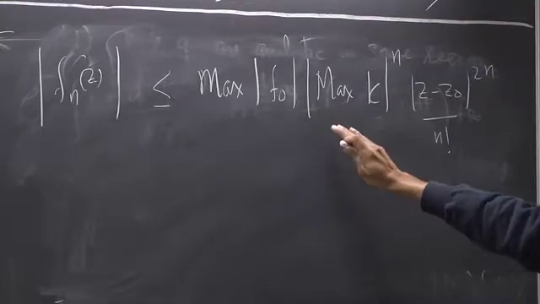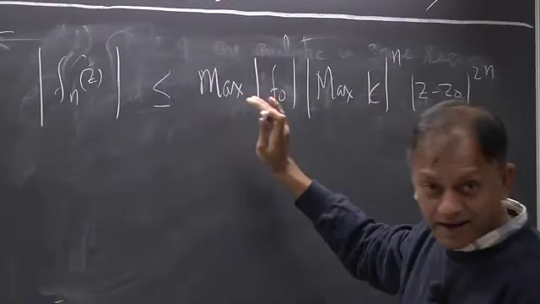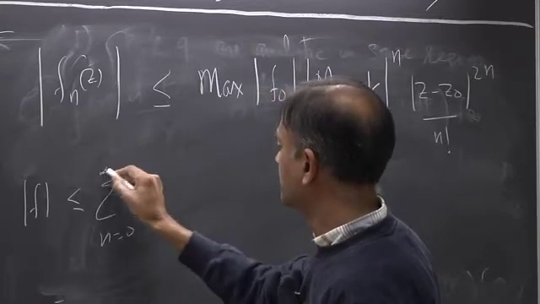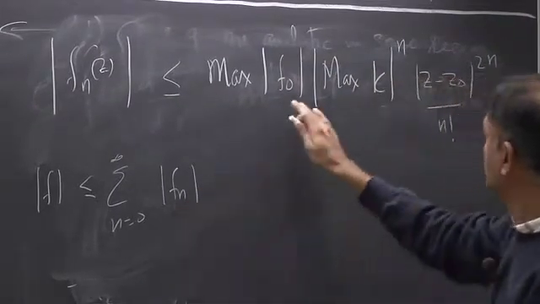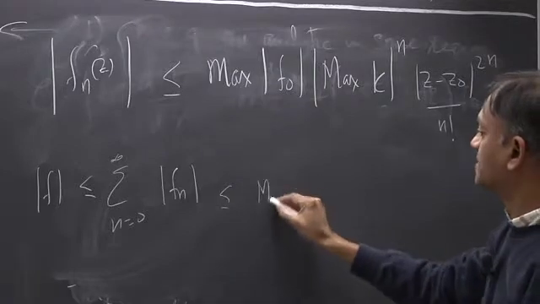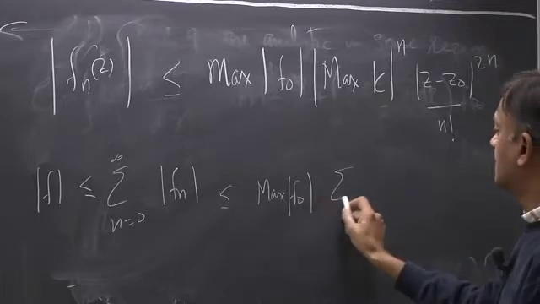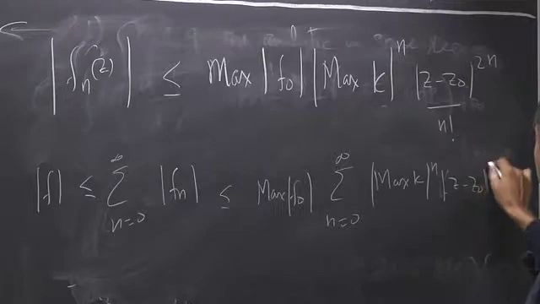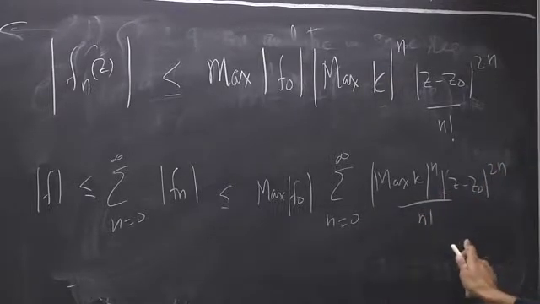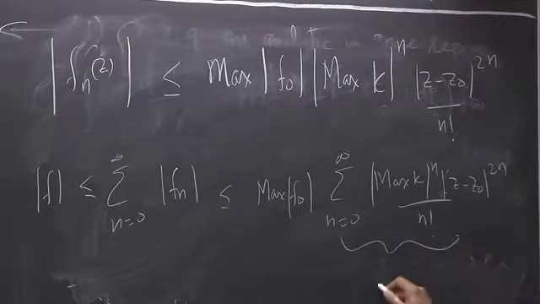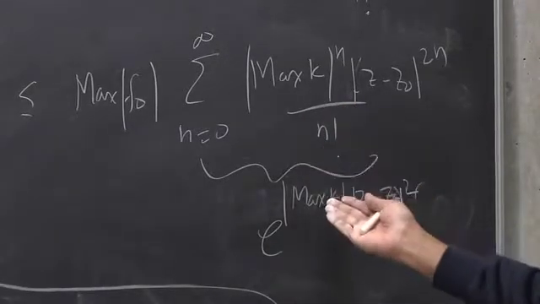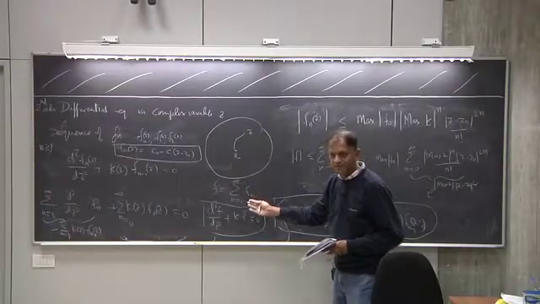But if you have proven this, then you are done. I'm going to prove this, but assume this for the moment. Then the modulus of f is less than or equal to the sum from n equal to 0 to infinity of the modulus of fn, and the modulus of fn we are saying is less than or equal to that. So this is less than or equal to max f0, because that's a common factor in everything, times the sum from n equal to 0 to infinity of max k to the n times modulus of z minus z0 to the 2n divided by factorial n. But this is just a series of an exponential. So this quantity is the same as exponential of max k times modulus of z minus z0 squared. So this is convergent. Therefore, the original series is convergent. So that's the idea.